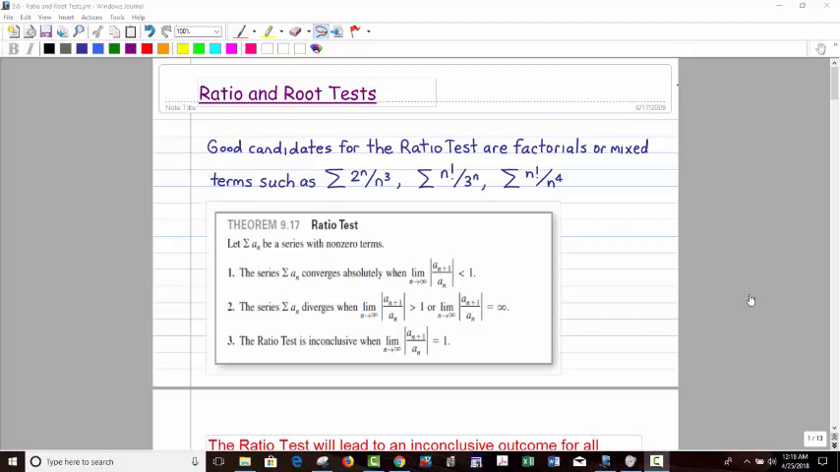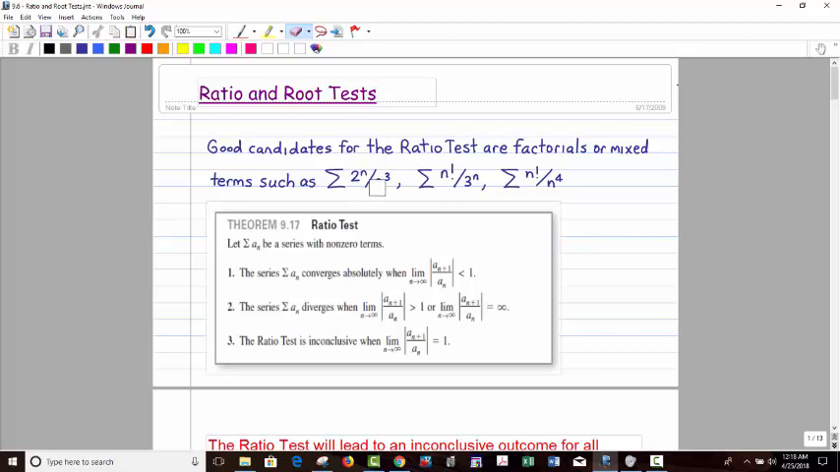Hi there. This section is entitled Ratio and Root Test, two more specific tests for series. Now, for ratio tests, we're looking for series that are kind of mixed up ideas. Well, one thing is factorials. Anything with a factorial pretty much is going to be a ratio test.